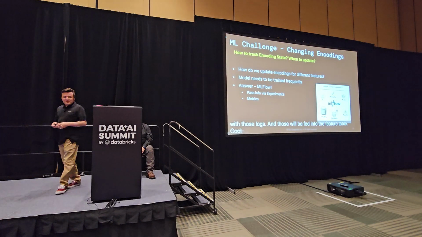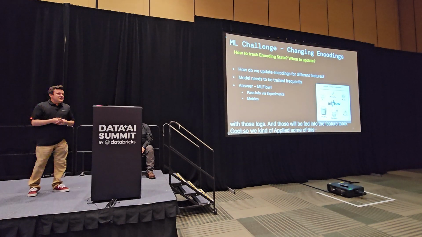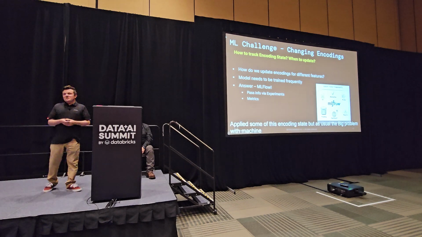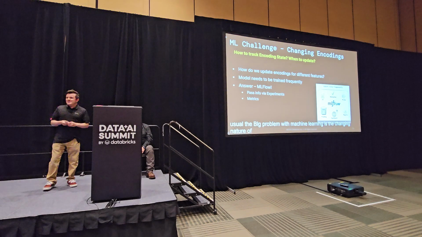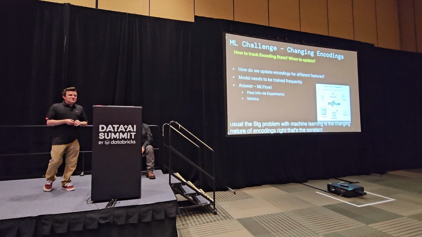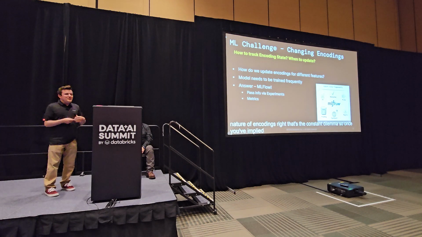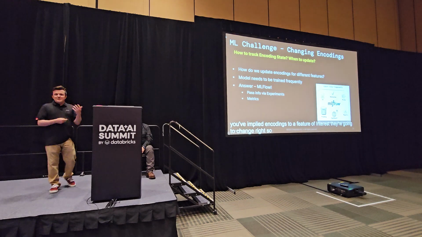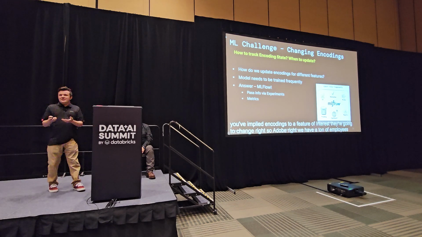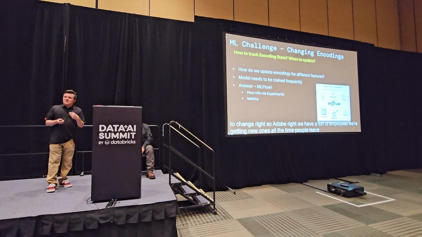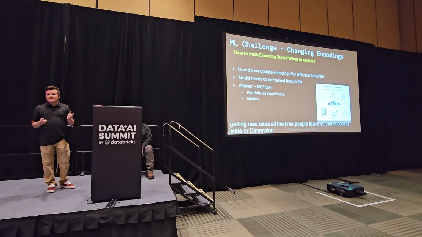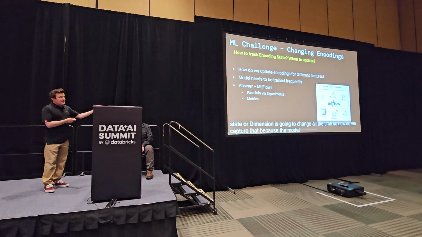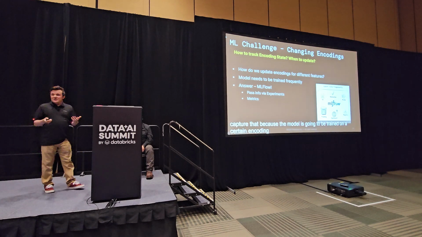Cool. So we've kind of applied some of this encoding state, but as usual, the big problem with machine learning is the changing nature of encodings, right? That's the constant dilemma. So once you've applied encodings to a feature of interest, they're going to change, right? So at Adobe, we have a ton of employees. We're getting new ones all the time. People leave. So that encoding state or dimension is going to change all the time. So how do we capture that? Because the model is going to be trained on a certain encoding state that's going to change.